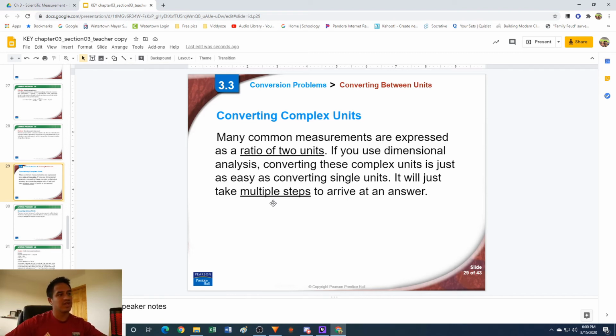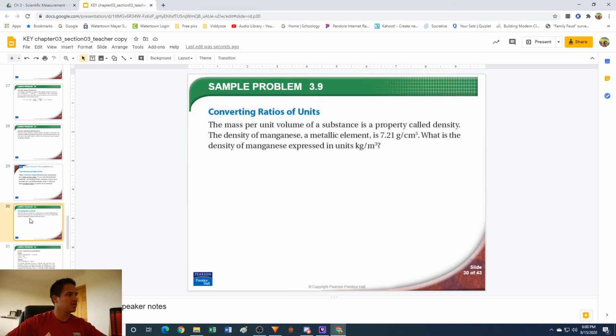So if you use dimensional analysis, you can convert complex units just like you would be converting single units, and you can do that in multiple steps to get your answer. So here is an example of that.